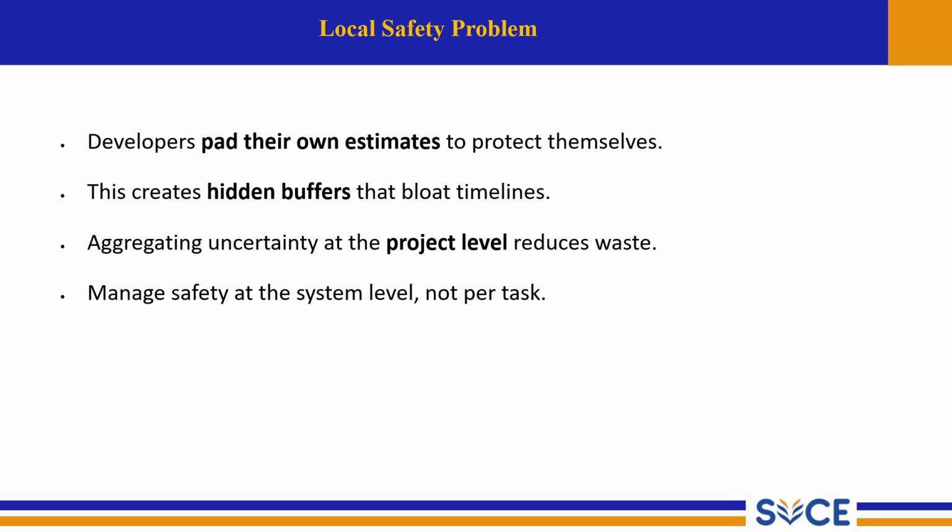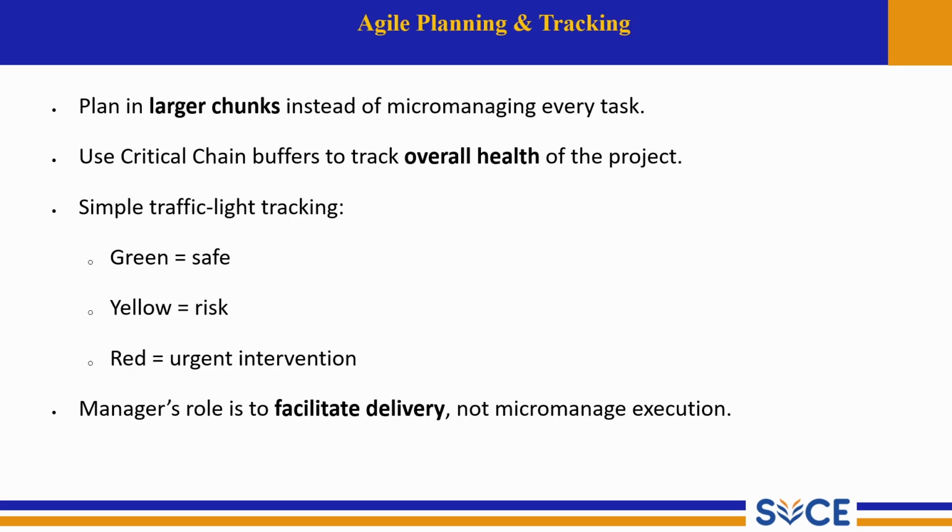Developers pad their own estimates to protect themselves. This creates hidden buffers that bloat timelines. Aggregating uncertainty at the project level reduces waste. Manage safety at the system level, not per task. So that's all about the local safety problem. Now move into the next, agile planning and tracking.